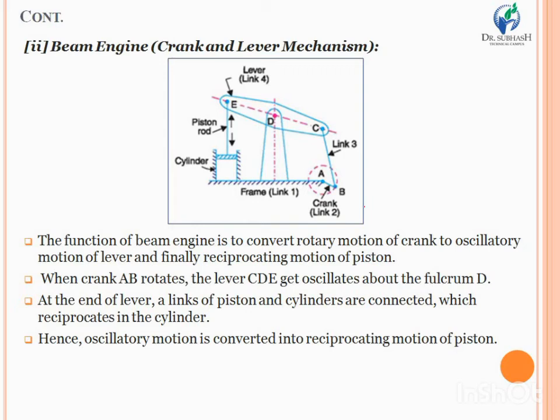So in this mechanism when the crank rotates about some fixed point like point A or point O, the lever will oscillate about the fulcrum point or some central point, and by using additional linkage, that means the piston and cylinder assembly, you are getting the reciprocating motion of the piston. So this is how we can have the application of the beam engine.